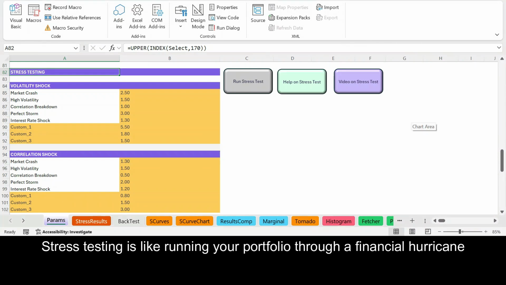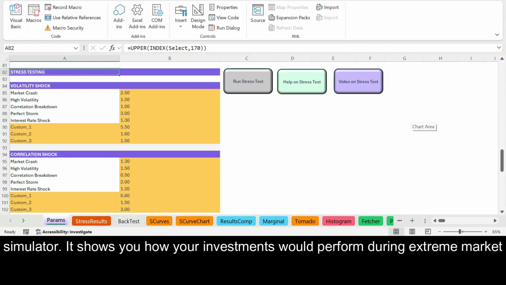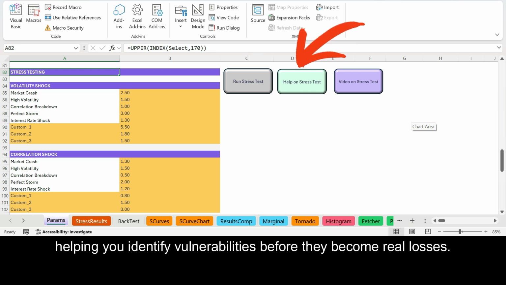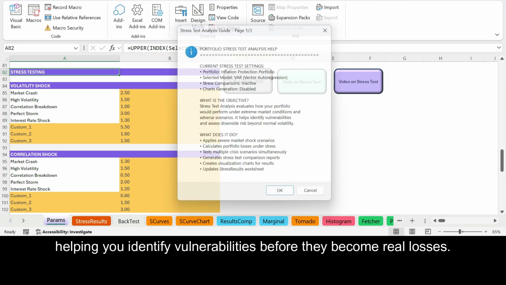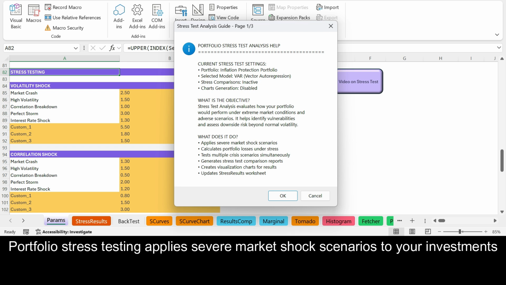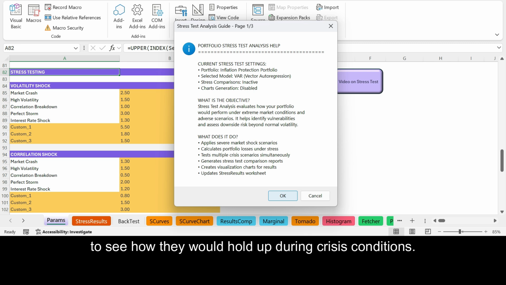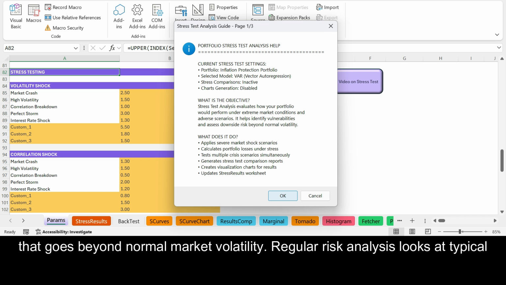Stress testing is like running your portfolio through a financial hurricane simulator. It shows you how your investments would perform during extreme market conditions, helping you identify vulnerabilities before they become real losses. Portfolio stress testing applies severe market shock scenarios to your investments to see how they would hold up during crisis conditions. Think of it as a worst-case scenario planner that goes beyond normal market volatility.